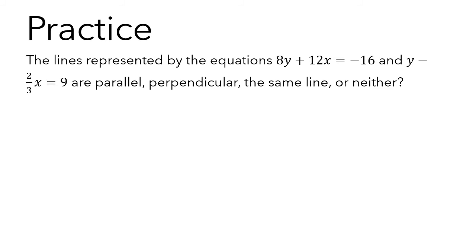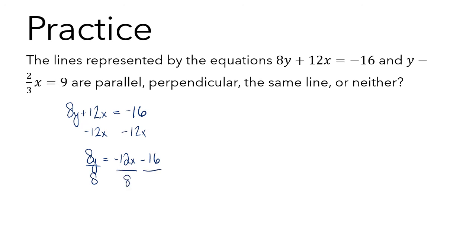The lines represented by the equations 8y plus 12x equals negative 16 and y minus 2/3 x equals 9 are parallel, perpendicular, the same line, or neither. So we're going to do the same process here. We're going to start by changing this standard form equation into slope-intercept form. So I'm going to subtract 12x on both sides, and that gives me 8y equals negative 12x and 16 don't combine. I just write them next to each other. Then I need to divide both sides of the equation by 8, and that's dividing every constant term, 12 and 16. So I get y equals negative 12 over 8 x minus 16 over 8.